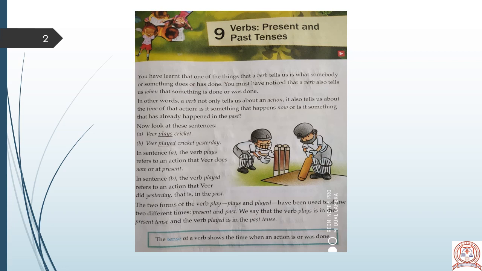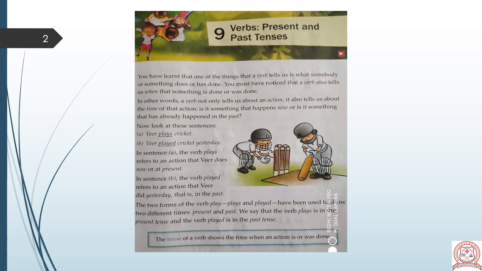Now let's see a definition. A verb is a doing word that shows an action, an event, or a state. For example, in present tense, we will say eat. But for this, in past tense, we have to say ate. A-T-E, ate.